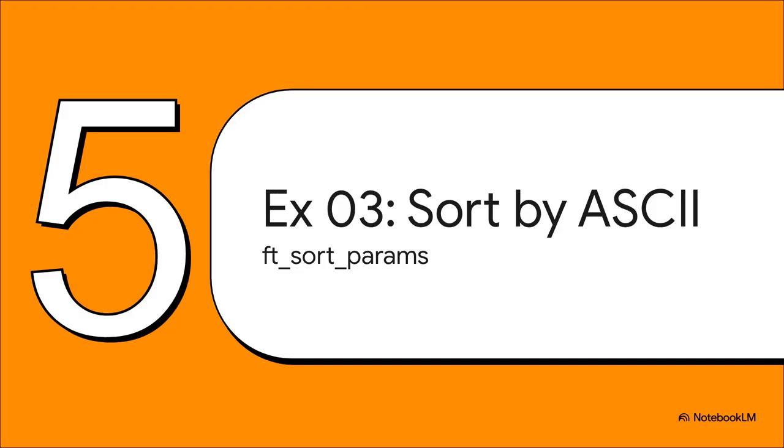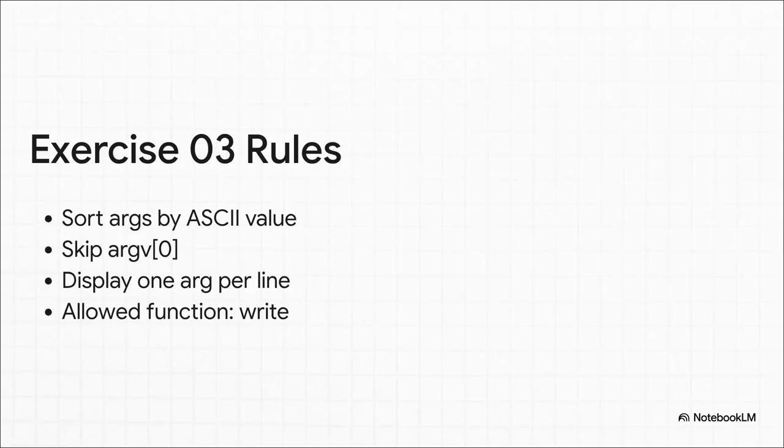And finally, part 5, exercise 03, sorting by ASCII. All right, take a deep breath for this one. This is the true test of the C06 module where we introduce algorithmic sorting. The rules here dictate we must display the arguments sorted by their ASCII value. We still skip argv[0], and we still can only use write. But the big challenge here isn't the printing part, it's figuring out how to rearrange the pointers within the argv array before you print them out.